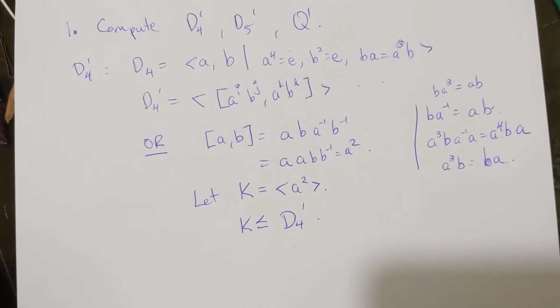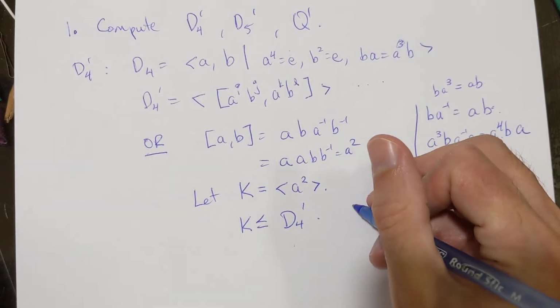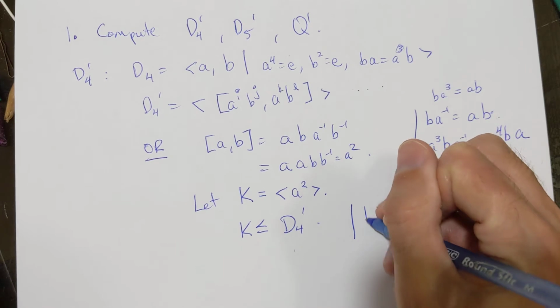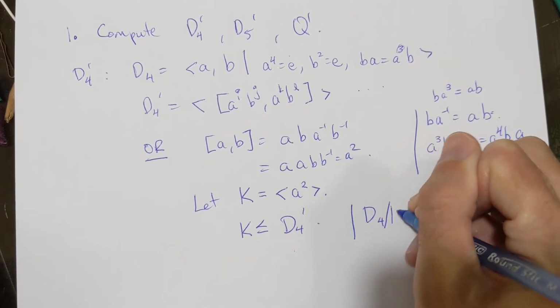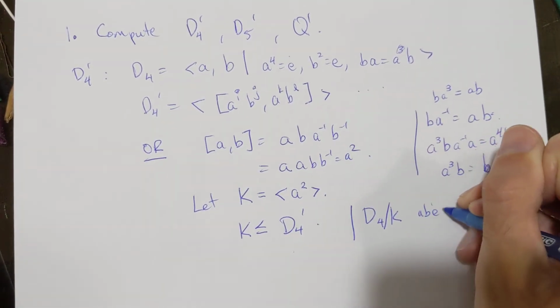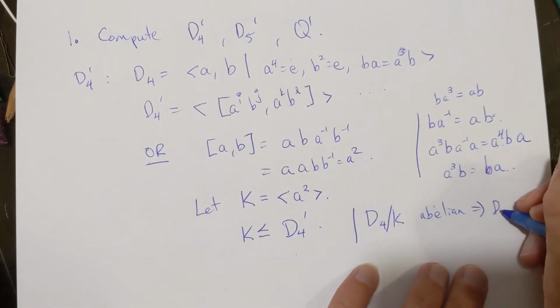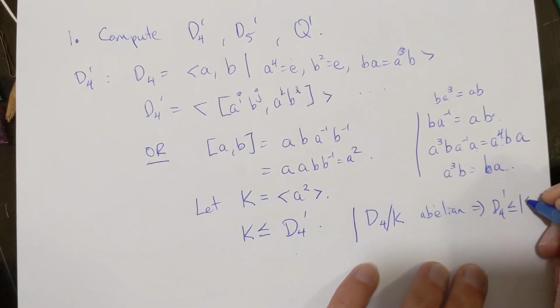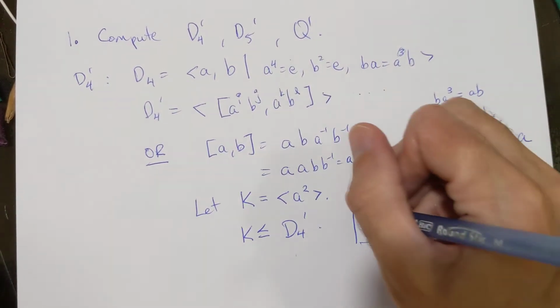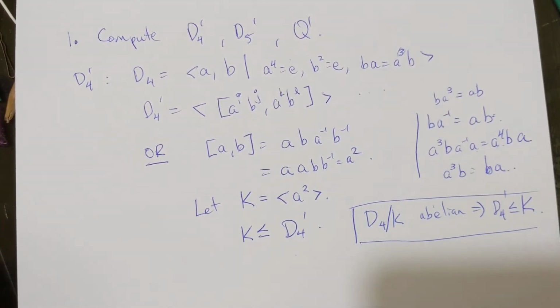Okay. Now, from the class theorem, if we can show that D4 mod K is abelian, that would imply that the commutator subgroup is contained in K. Okay, so let's do that. Let's try and show that D4 mod K is abelian.